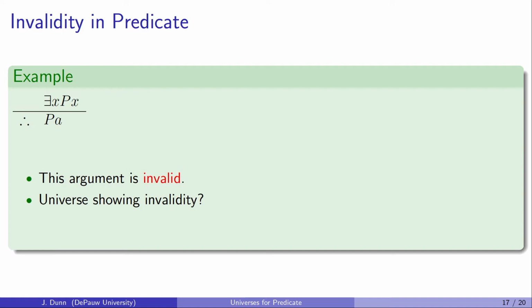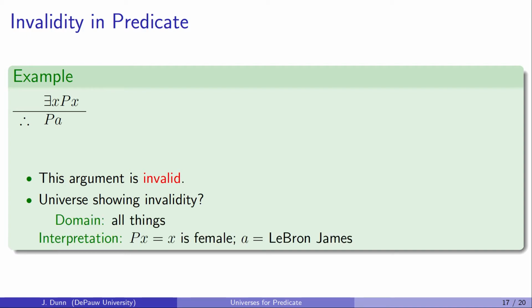There's lots of right answers here, but here's one that works. Let's let our domain contain all things. And let's let our interpretation of p be the property of being female. That is, px says of x that x is female. And let's let a, the name a, refer to LeBron James. If you think about it, you'll see that this demonstrates that the argument's invalid.